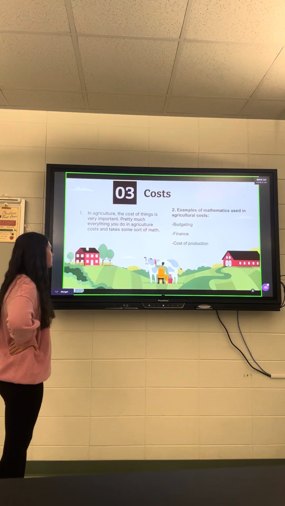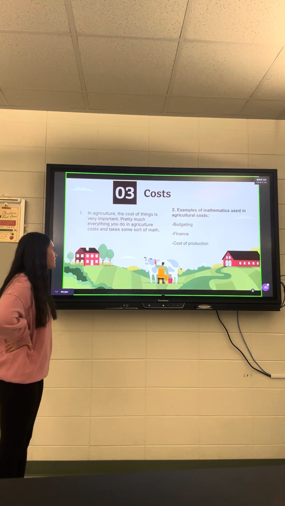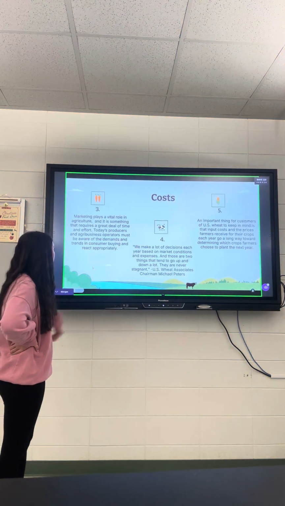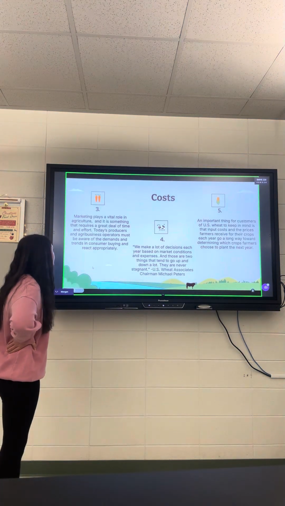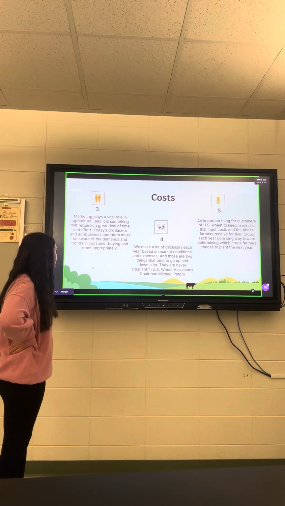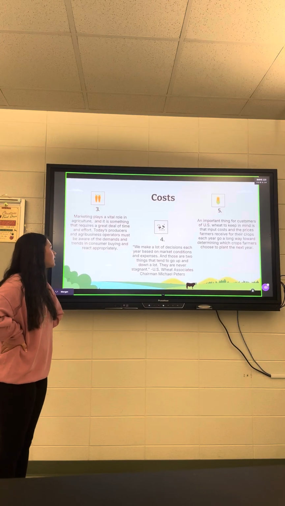In agriculture, the cost of things is very important. Pretty much everything you do in agriculture costs and takes some sort of math. And that math can be budgeting, finance, cost of production, etc. Marketing plays a vital role in agriculture, and it is something that requires a great deal of time and effort. Today's producers and agribusiness operators must be aware of the demands and trends in consumer buying and reason appropriately.